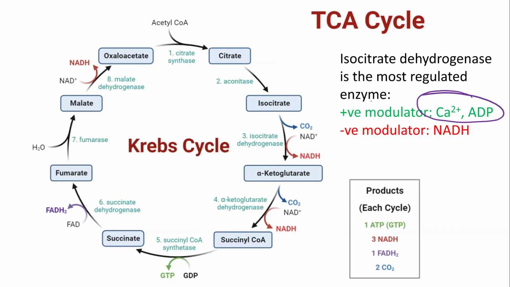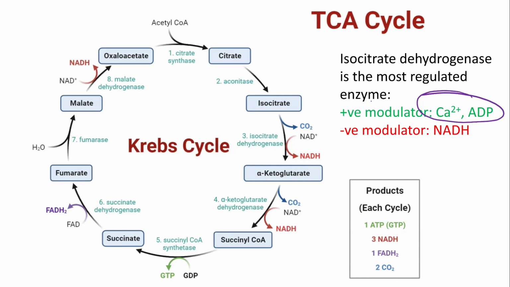So look at the positive modulators. Already I explained the role of calcium and ADP with PDC, the pyruvate dehydrogenase complex. Whenever there is a lack of energy, whenever you are exercising, ADP and calcium keep your PDC high and convert pyruvate to acetyl-CoA, and that acetyl-CoA has to go into the TCA cycle in a faster way. And that is why the same calcium and ADP, which were positive modulators on PDC, will have a positive effect on isocitrate dehydrogenase.